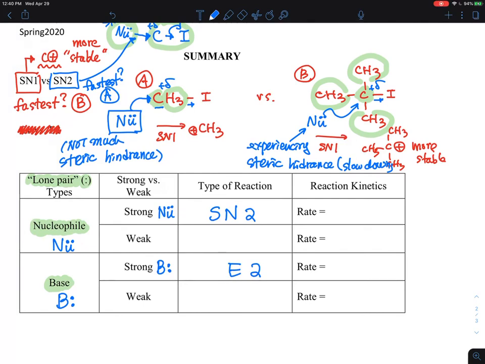And when you have a weak nucleophile, that means you need to have a good leaving group, and they first form the carbocation, right? So this is the same thing: a good leaving group, and they form the carbocation.